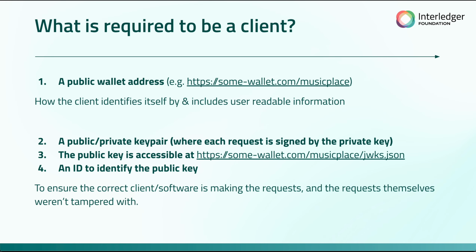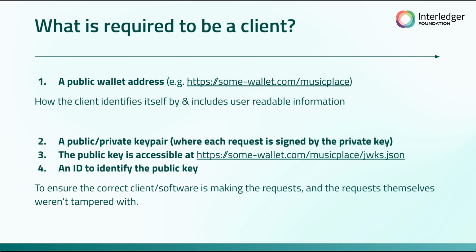What is exactly required to be a client? One of those things is a public wallet address, right? It's how the client identifies itself. So when Alice is going through the consent screen, she should be able to know who is requesting money out of her account. In this case, it's Music Place, and Music Place as the client will provide, here's my wallet address. You can query it for information. Maybe we can give more details about who it is.